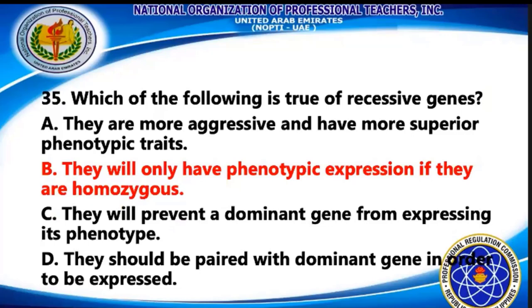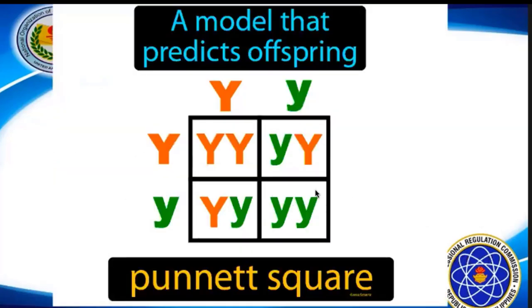35. Yeah, B. They will only have phenotypic expression if they are homozygous. Diba? Dito kanina, oh. Lalabas lang ang recessive kung parehong homozygous. Ito kasi is heterozygous. Heterozygous. Ito, homozygous dominant. Okay. Homozygous dominant ito. Kaya, ang lalabas pa rin dyan is straight hair. Parang ganon. So, kumbaga, ito din. Heterozygous dominant pa din. Kasi, merong malaking letter. Ito din, merong malaking letter.